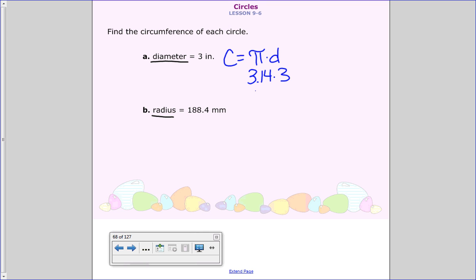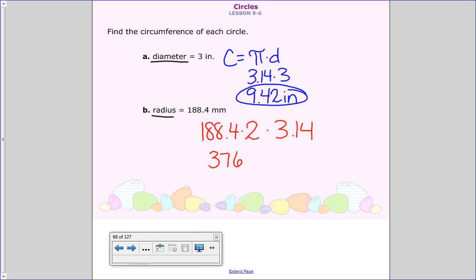And I get 9 and 4200ths inches. So on B here, again, they give me the radius. So first, I'm going to have to multiply that 188 and 4/10 times 2. Then I can multiply by 3 and 1400ths. So 188 and 4/10 times 2 is 376 and 8/10 times 3 and 1400ths.